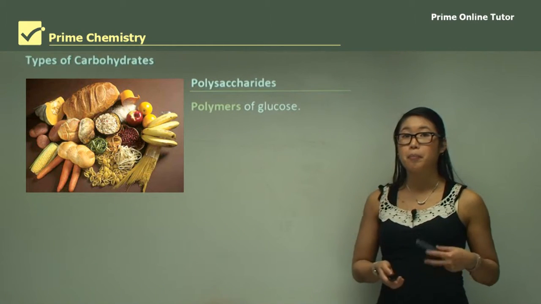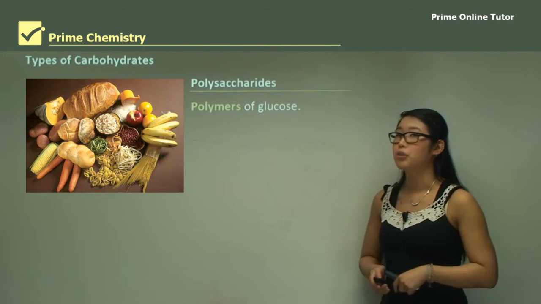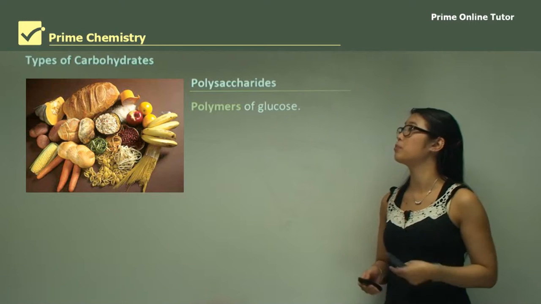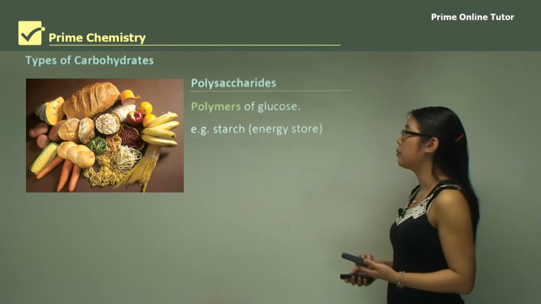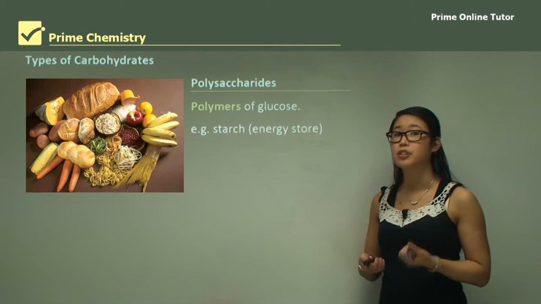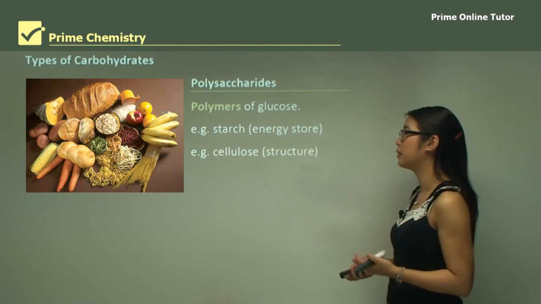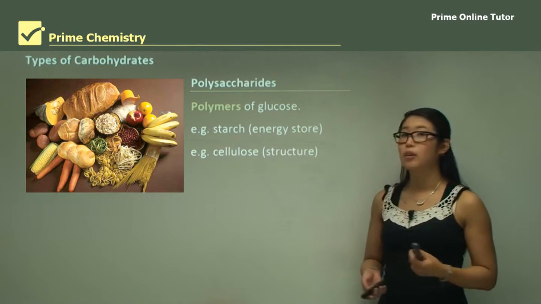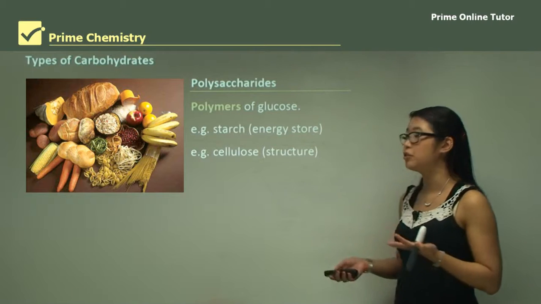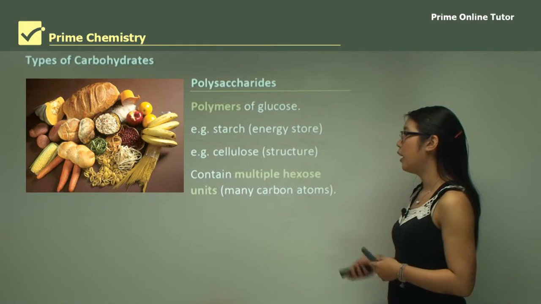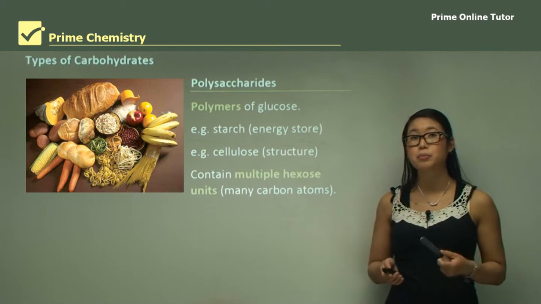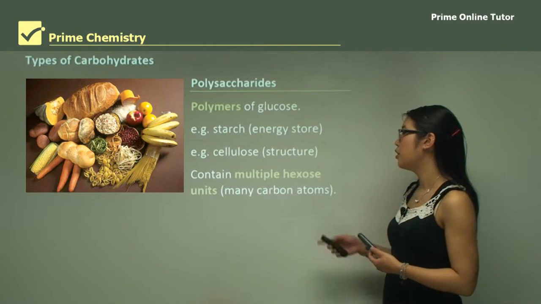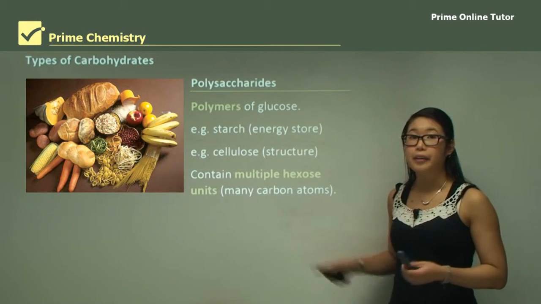Polysaccharides, poly meaning many, are polymers of glucose, so large chains of glucose molecules. An example is starch. Starch is an energy store. Cellulose is also a polysaccharide, and it's used for structure. And these all contain multiples of hexose units. So they have many carbon atoms and they form chains.